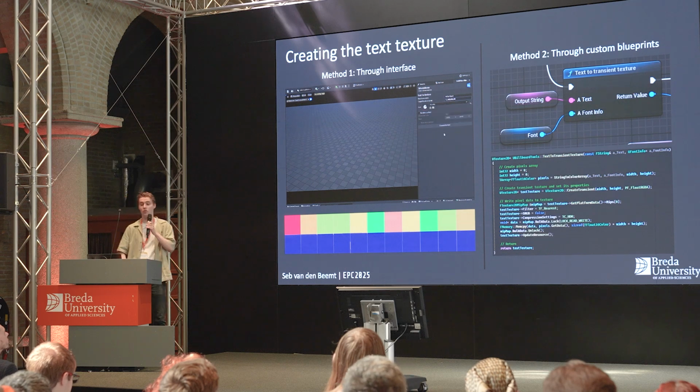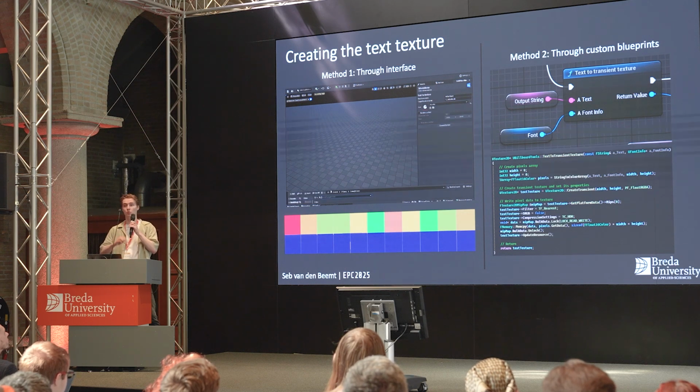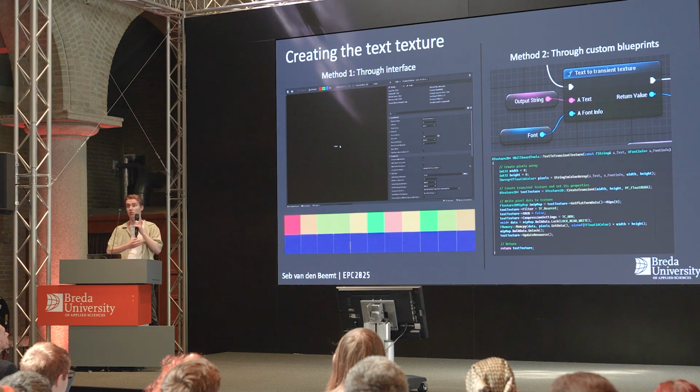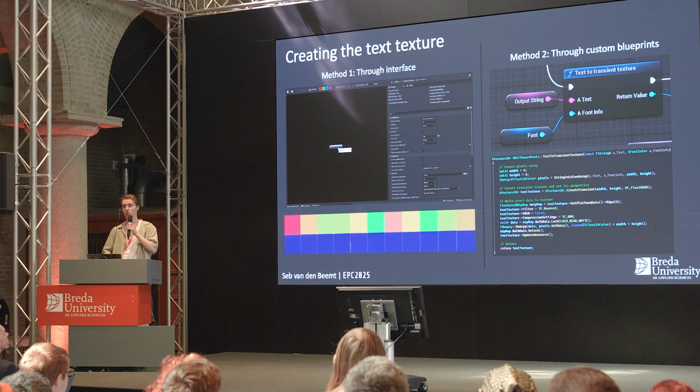The first one is a simple tool through an interface in Unreal. You just feed it the text that you want and the font that you want to use it with, and it spits out the texture for you. But this is only used for static textures, which is not what I want. I want to update my textures at runtime.